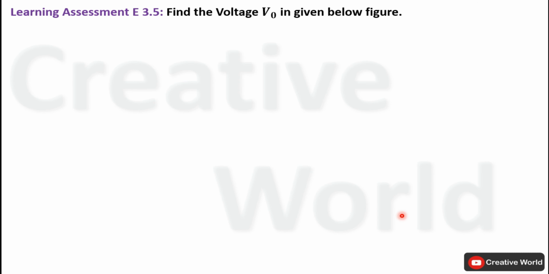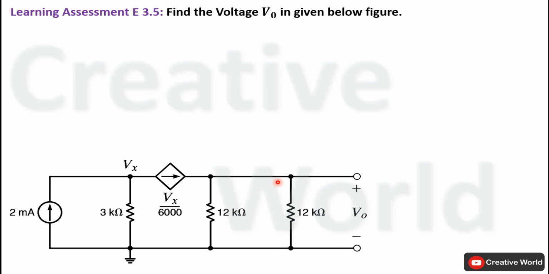Learning assessment E3.5. Find the voltage V0 in given below figure. This is the circuit diagram of given problem. Inside this network, we have to find voltage across this 12 kilo ohm resistance labeled as V0. So without wasting time, let's proceed towards the solution. We will solve this problem using nodal analysis technique.